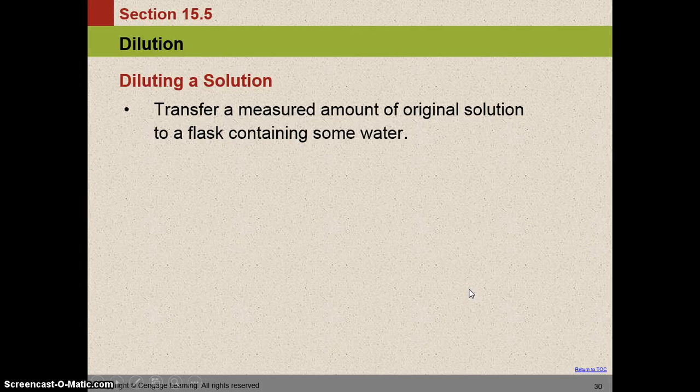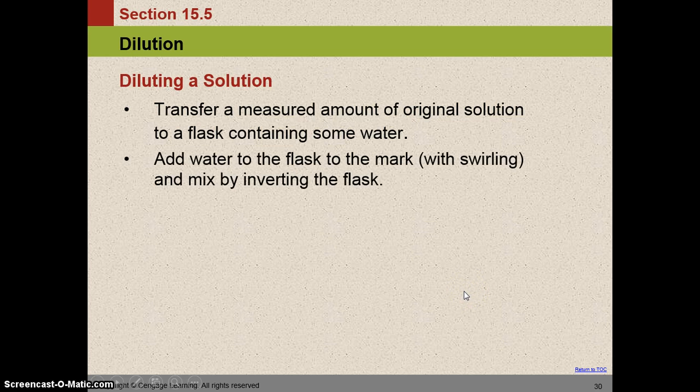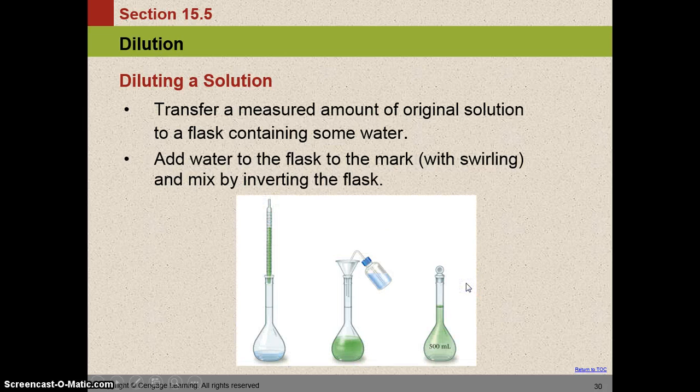In order to dilute a solution, you have to transfer a measured amount of the original solution to a flask that has water in it. We add water to the flask to the mark with swirling to make sure that we are dispersing the molecules around as much as possible so they can get as comfortable as possible, and mix by inverting the flask. So in this case, we would dispense the amount of original solution, add water to the volumetric line that we want, and then we can swirl it around and get that settled down to where it is going to be right at the mark. And now we have 500 milliliters of a diluted solution.